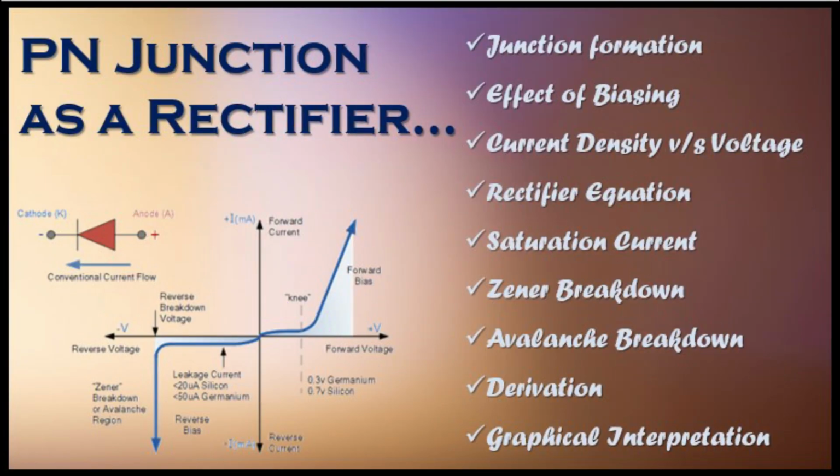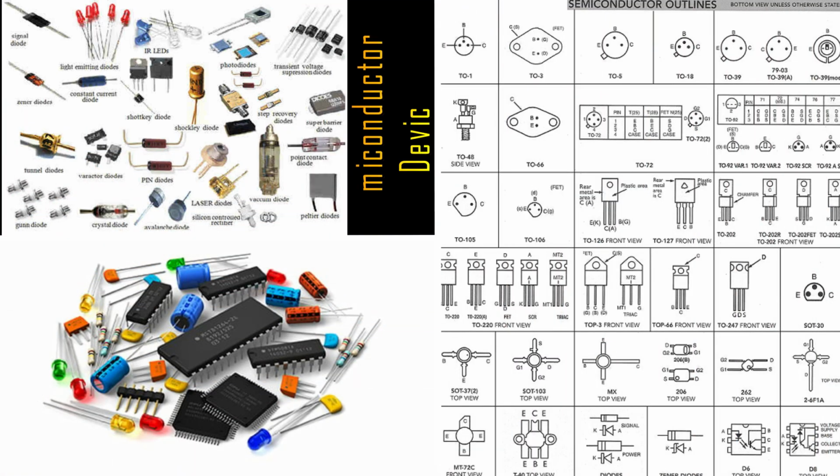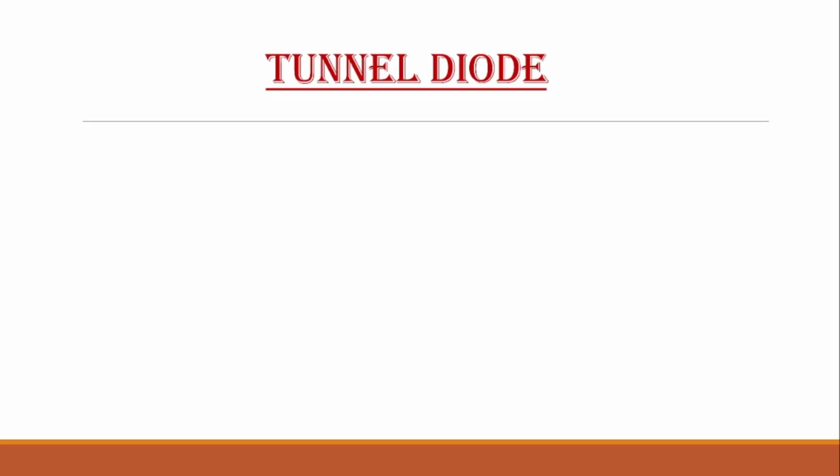In our previous class, we studied about current voltage relation and also the equation corresponding to saturation current. And today we are going to start our discussion on semiconductor devices, and first one we are going to discuss is about the tunnel diode.